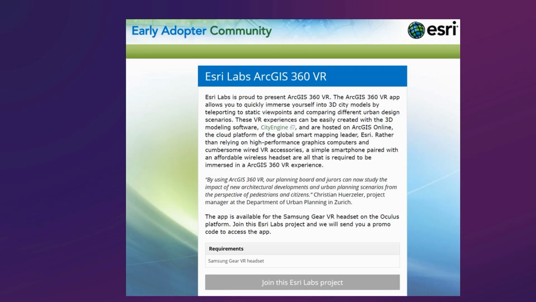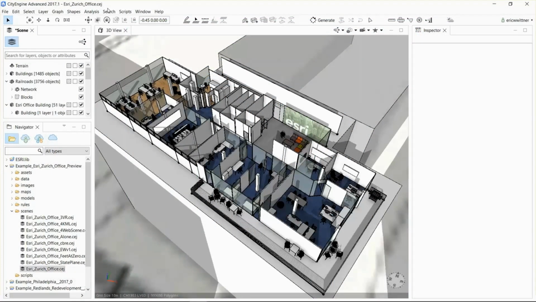Right now, it's an Esri Labs project, so you have to go to the Esri Labs page, sign up to get access, and then we'll send you a code, and you can download the app on the Oculus Store, install it on your device, and start using it to consume items. There's a fair number of these 360 VR experiences already published on ArcGIS Online that you can look at.